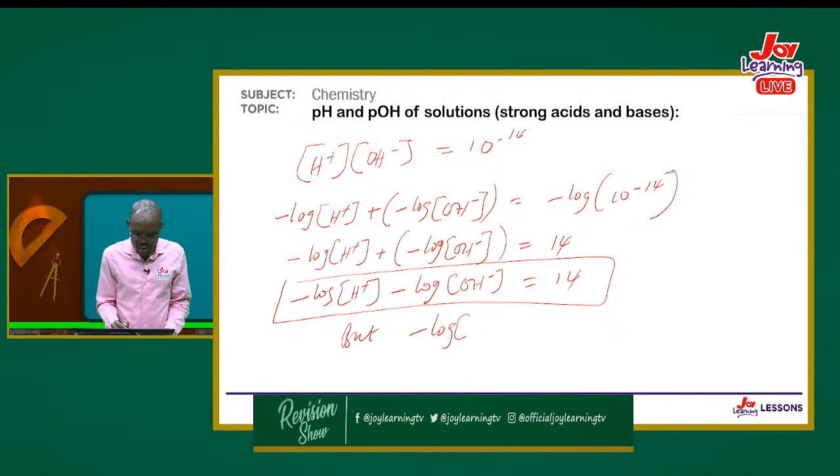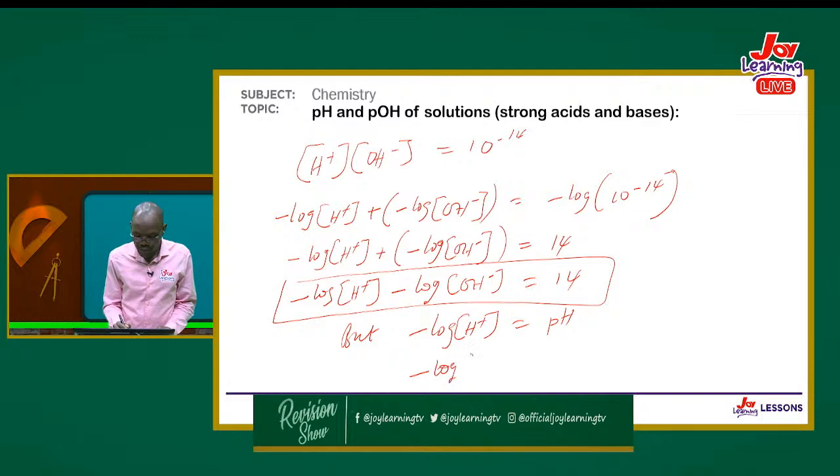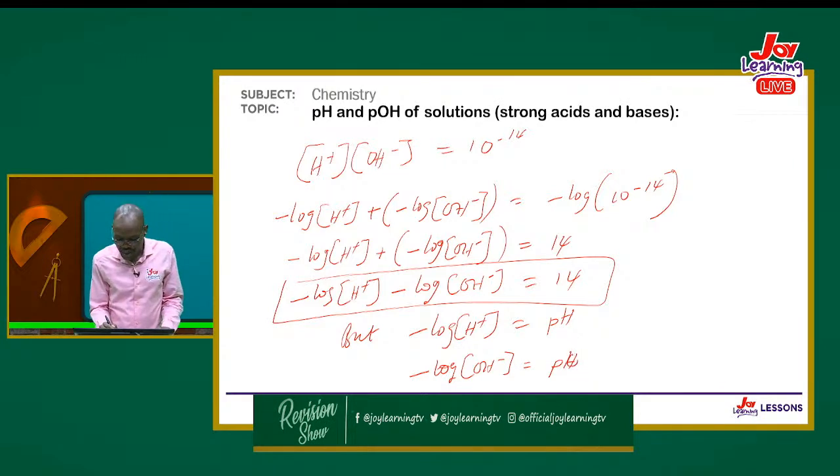Negative log of the concentration of H plus ions is equal to the power of hydrogen, or potential of hydrogen, and that of the OH minus ions is equal to the power of the hydroxide ions in solution. So wherever I see negative log of the concentration of hydrogen ions in solution, I replace it with pH, and where I see negative log of the concentration of OH minus ions, I replace it with pOH.